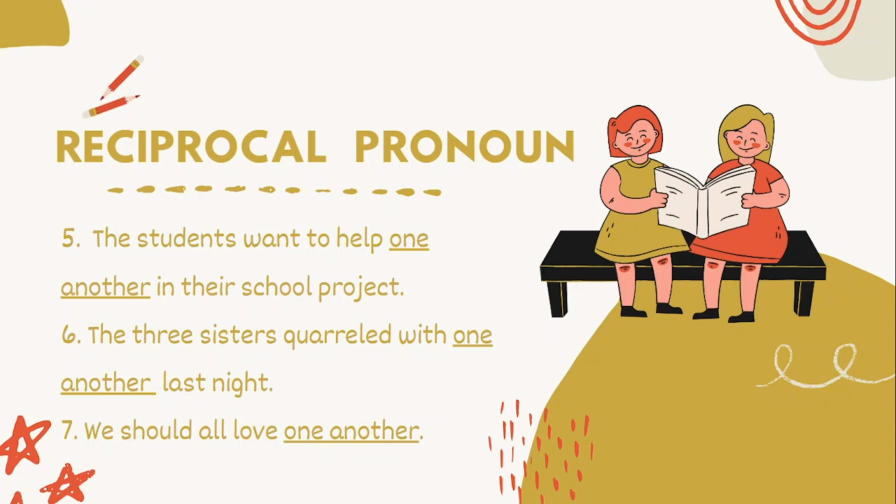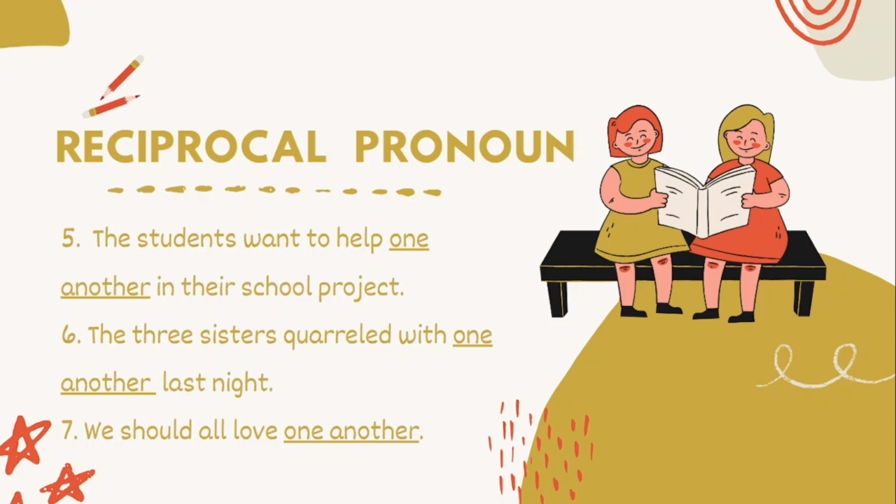Suppose in the group of students, four persons were there. The first student would want to help the second one, third one, and fourth one, as well as the second student would want to help the first one, third one, and fourth one, as well as the third student would want to help the first one, second one, and fourth one. In the same way, the fourth student would want to help the first one, second one, and third one. That is the meaning of this sentence. Such a mutual relationship is shown in this sentence with the word one another. That's why one another is called a reciprocal pronoun.